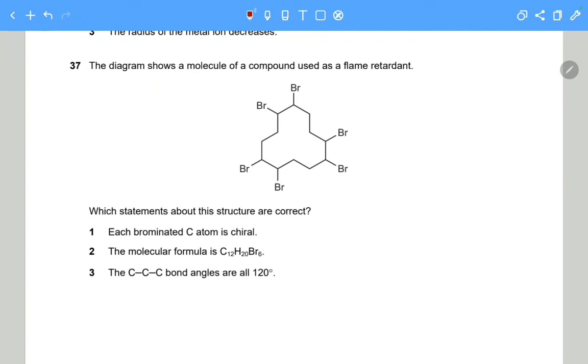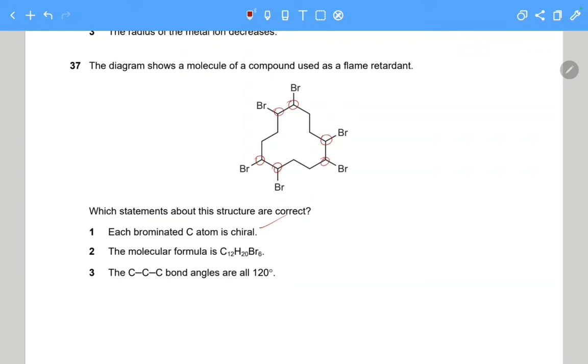Now question 37. The diagram shows a molecule of a compound used as a flame retardant. So which statements about the structure are correct? Each brominated carbon atom is chiral. And that's correct because each of these carbon atoms are bound to 4 different groups.